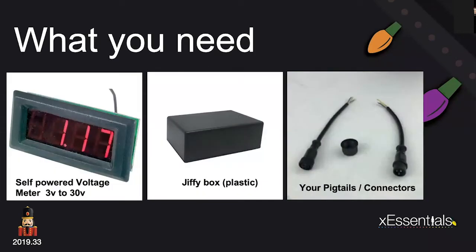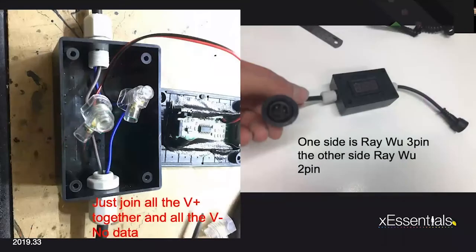What you'll need: a self-powered voltage meter, 3 to 30 volts, a jiffy, a little plastic box to put it in, and your pigtails and connectors. So in my case, I use Raywu. So I've got Raywu 3-pin and Raywu 2-pin. Some of you are X-Connect, some of you are Paul. They're all the same. All these items you can get off eBay, Amazon, or if you're in Australia, JK Electronics. So what you're building is basically a simple voltage tester that you can plug straight at the end of your strings. And what it'll do is it's just going to bring up your display.